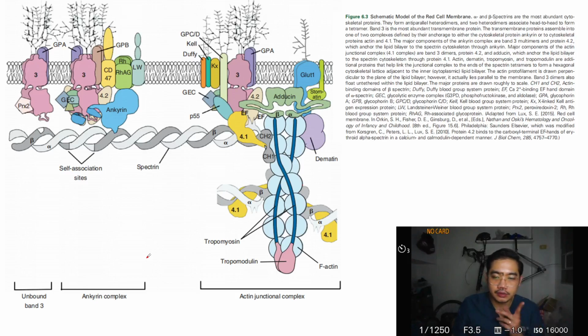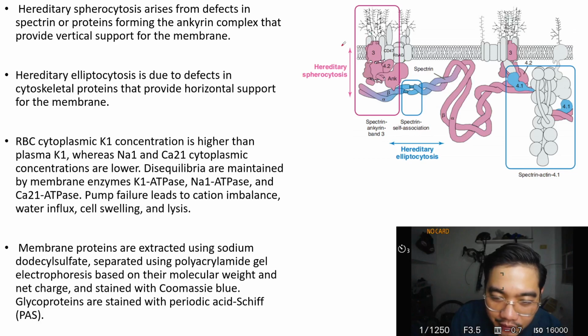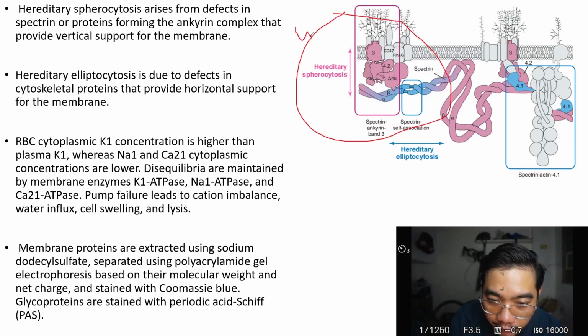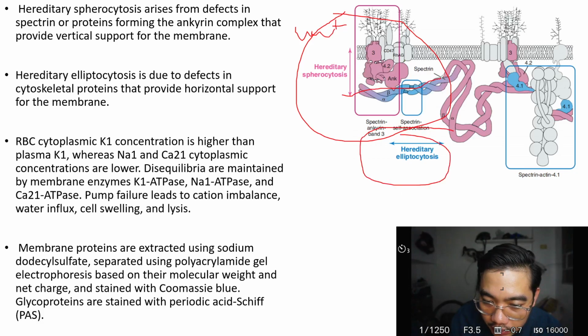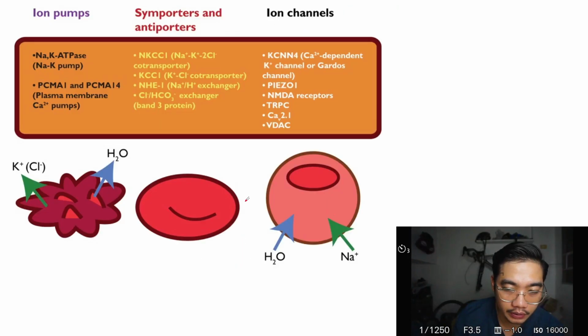So this is a closer view. Hereditary spherocytosis arises from the defect in spectrin and proteins forming the ankyrin complex. So I think I labeled it here. This one, hereditary spherocytosis, is vertical support, and then this is your hereditary elliptocytosis, due to defects in the cytoskeleton. Basta, a cytoskeletal protein defect is the problem in elliptocytosis.